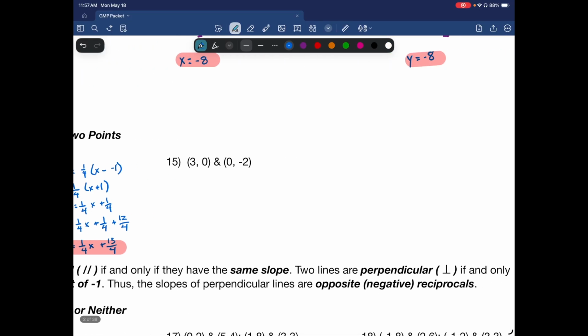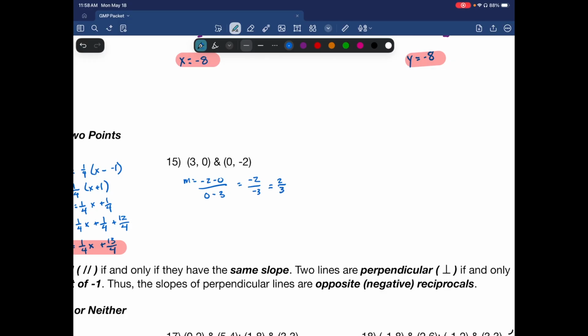15. All right, so you have your x-intercept 3, 0, and you have your y-intercept 0, negative 2. All right, so let's find our slope. We have negative 2 minus 0 over 0 minus 3. This is going to be negative 2 over negative 3, which is positive 2/3.